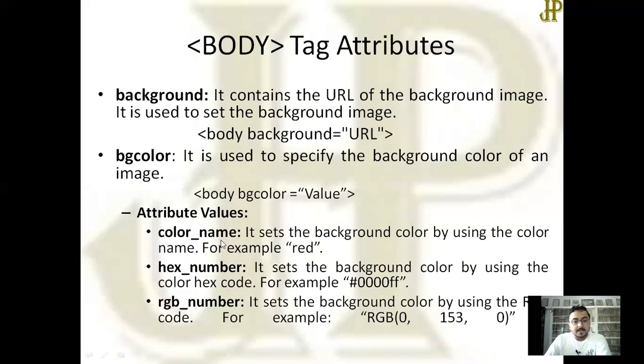First one is color name. There are some default values already stored, like red, blue, black. You have to just write down that color name, and that color will be imposed on your web page. Other than this, you can give some hexadecimal number. A hexadecimal value is to be given for each color, and it should start with a hash.